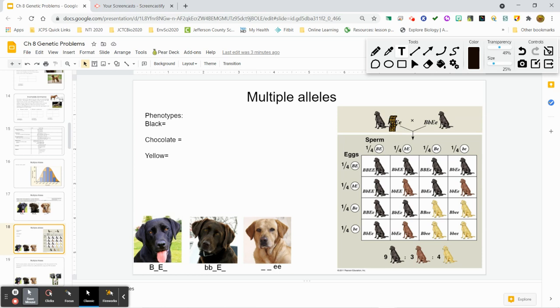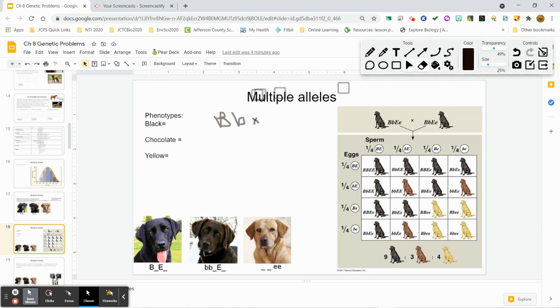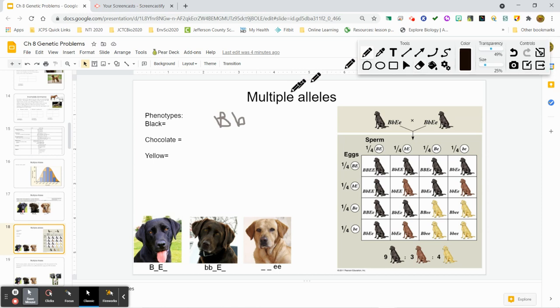So this is a parent, this is diploid. It has two copies of each for each gene, or two alleles for each gene. Here they only have one allele for each gene. So I'll show you how they did that. Basically the parent is a big B, little b, and big E, little e.